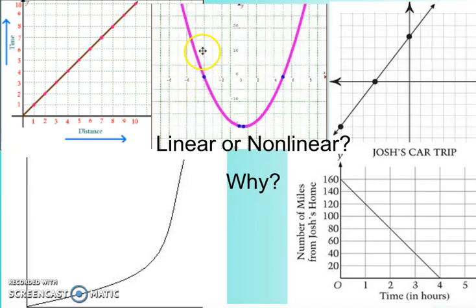Like this one is rising and running, rising and running, but then it starts to change down here because if I rise and I run, it's not going to hit the exact same spot. The rise and the run has to be exactly the same throughout the whole line. And that's why we get this curve, because it doesn't have the same rate of change.